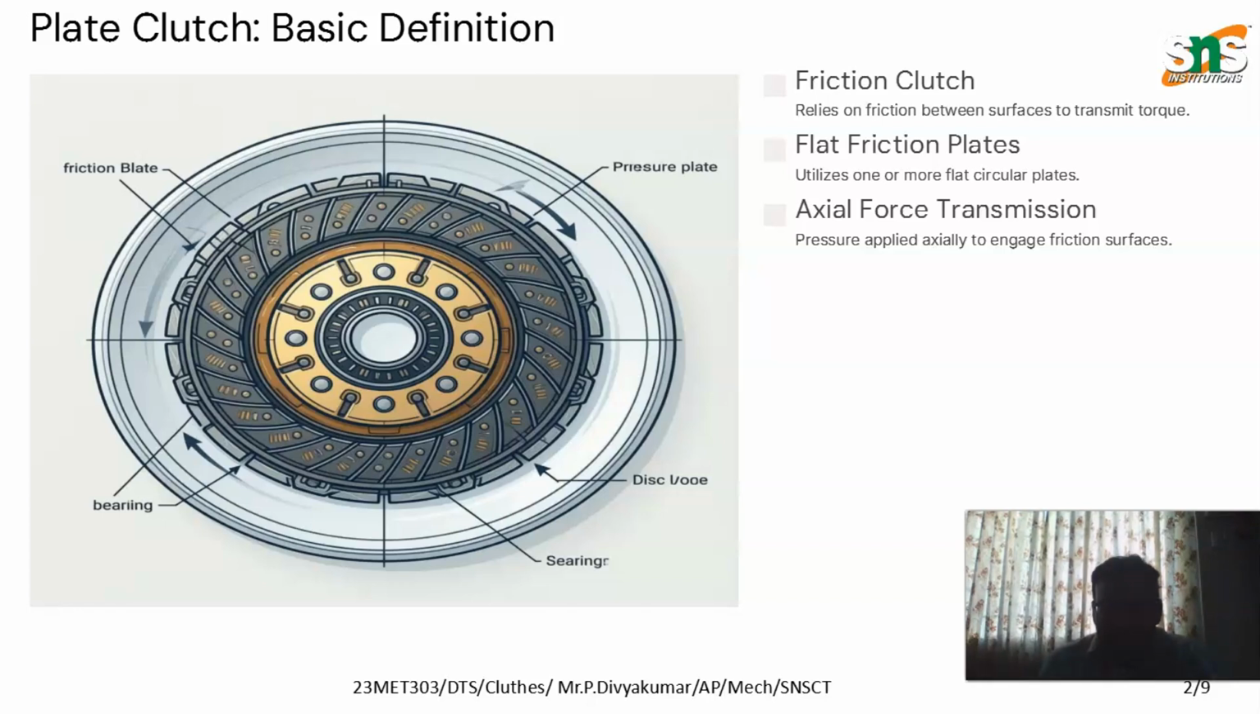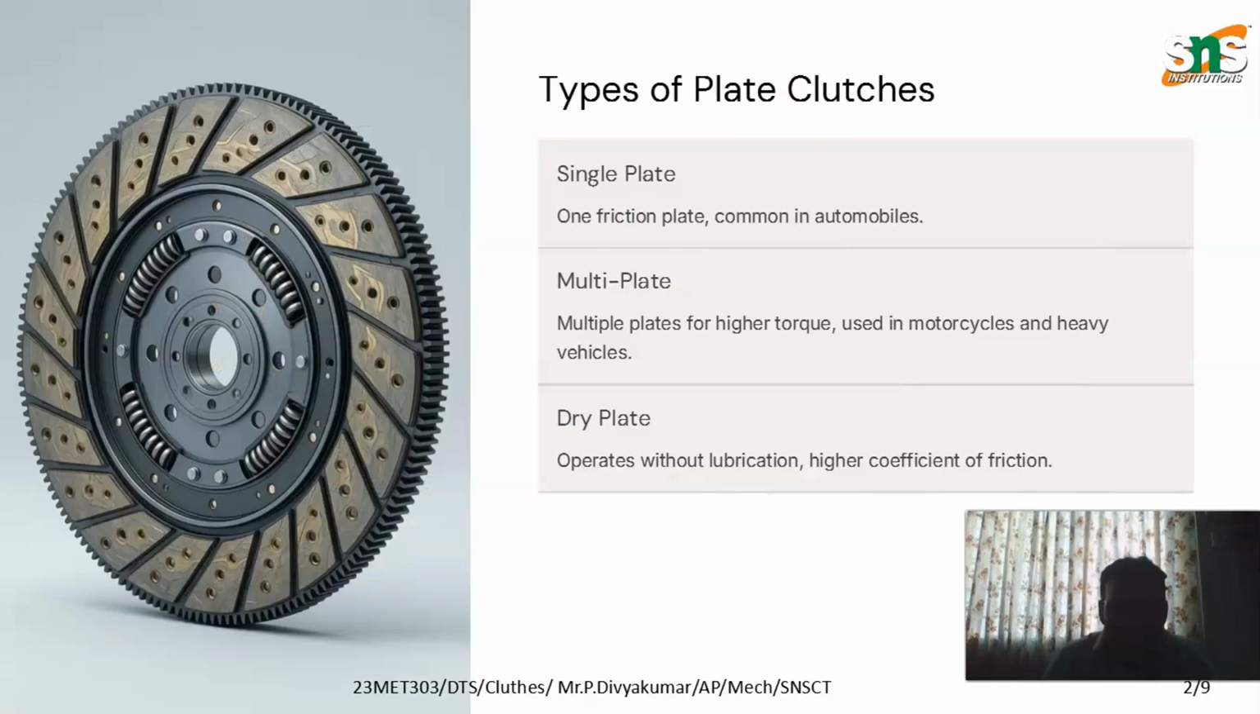The major design considerations for the design of the clutch plate are the torque transmission capacity, heat dissipation, wear resistance, friction material selection, the number of plates, and also we need to consider the operating conditions. The major advantages of plate clutches are smooth engagement, efficient power transmission, compact and reliable, easy operation.